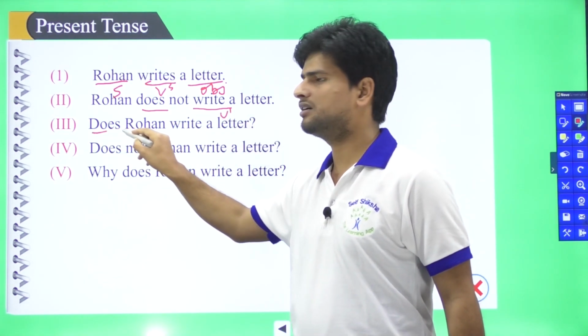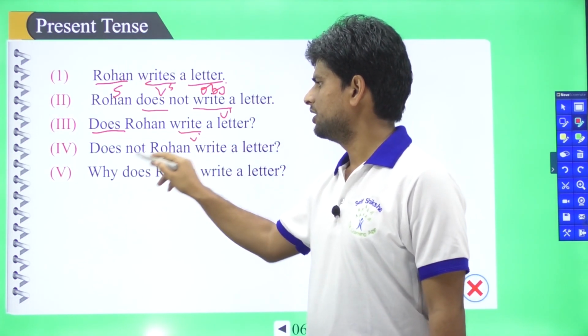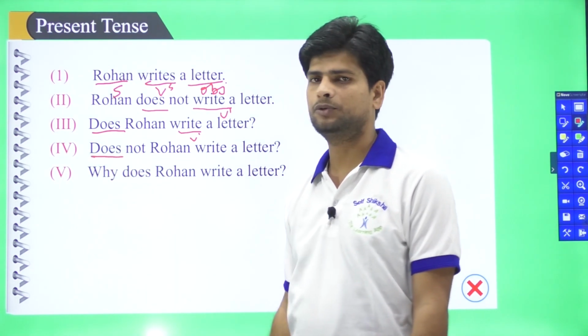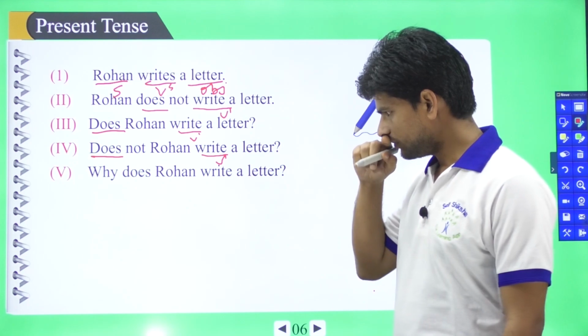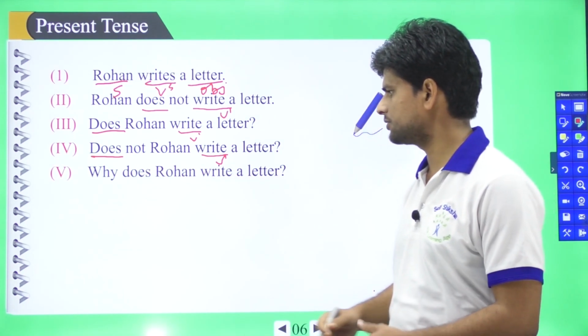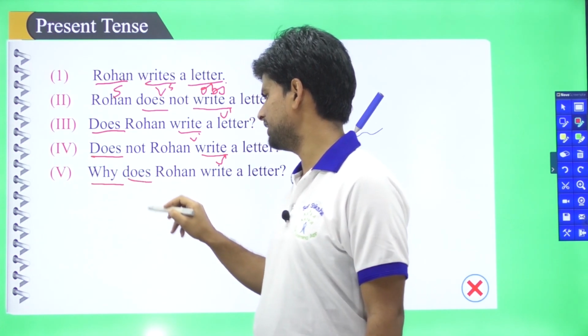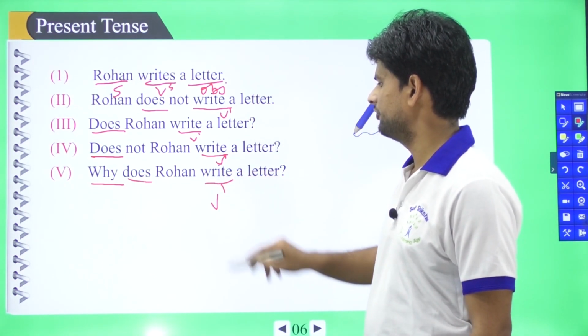Does Rohan write a letter? This is the interrogative structure. Does यहाँ पे आया, write is the V1. Doesn't Rohan write a letter? ये आपका interrogative है. Does आपको यहाँ पे आया और फिर आपका ये V1 write. फिर why does Rohan write a letter? ये आपका WH क्वेश्चन का स्ट्रक्चर है. Why के बाद does आया, Rohan third person है तो, and here write is the V1.